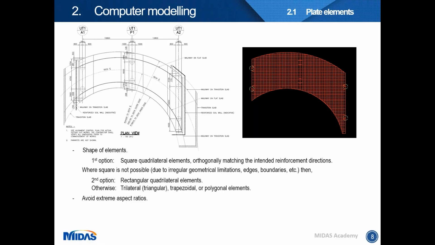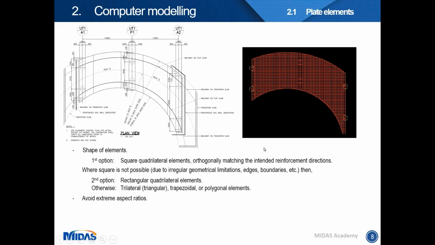So of course there are situations where square elements are just not possible. For example, along this curve edges here, you can see that I'm using triangular, irregular triangular shapes, and also above the piers, I'm using rectangular four-sided elements. But whatever shapes of elements that we choose, I suggest to avoid extreme aspect ratios, which means try avoiding very slim or very sharp pointed triangular and whatever shapes with extreme aspect ratios.